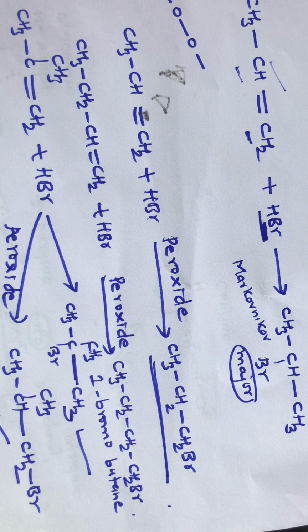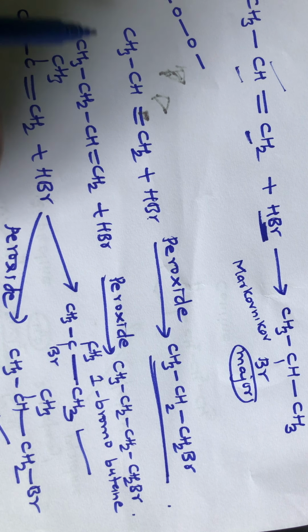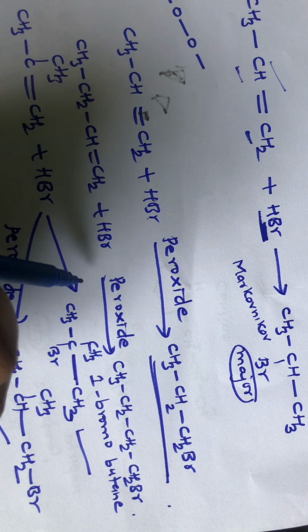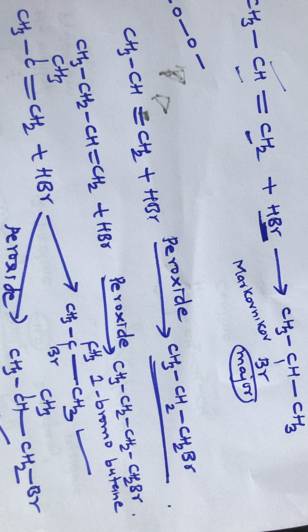So whenever you use peroxide, another thing is that the peroxide effect is observed only in the addition of HBr, but not in the addition of HCl and HI, because the HCl bond is stronger, hence it does not break homolytically, because we are going to see the mechanism of this. So in the mechanism you will find that whenever you use peroxide, homolytic fission takes place. That means symmetrical breakage of the bond occurs.